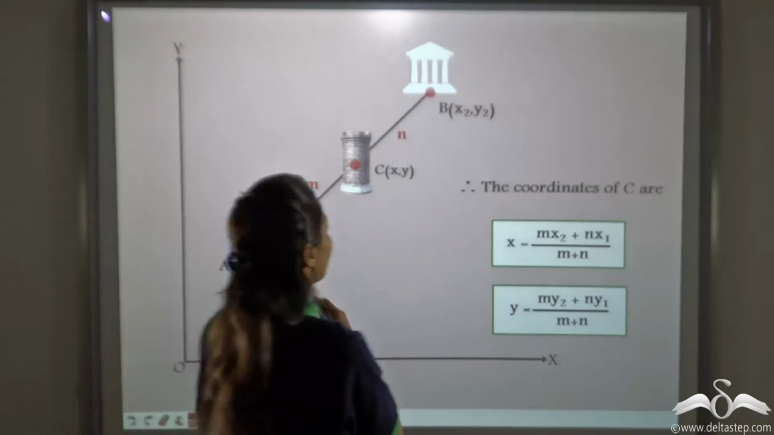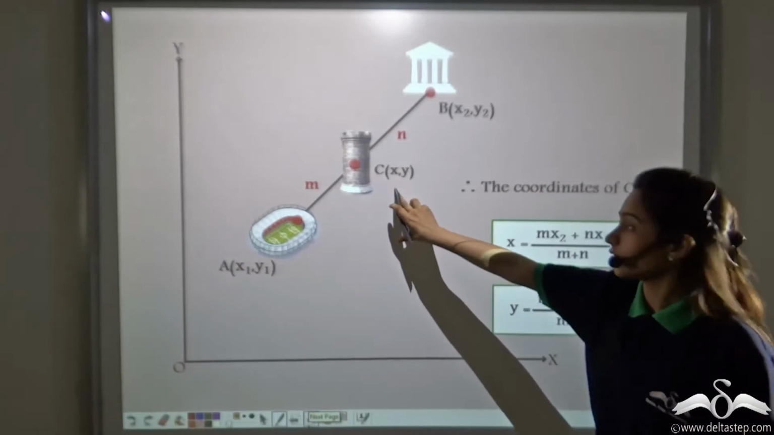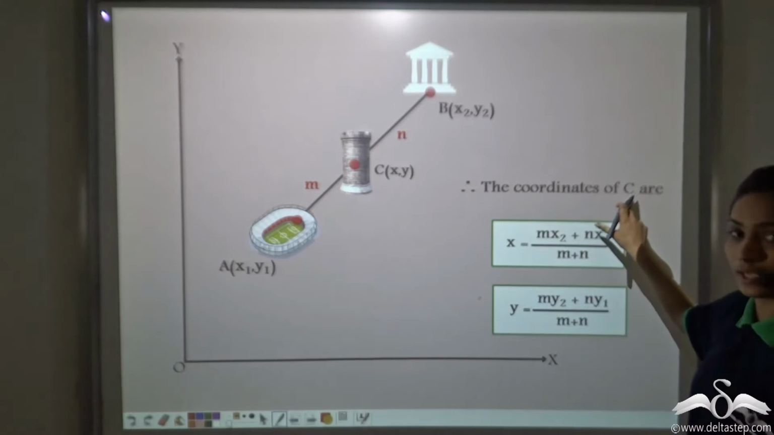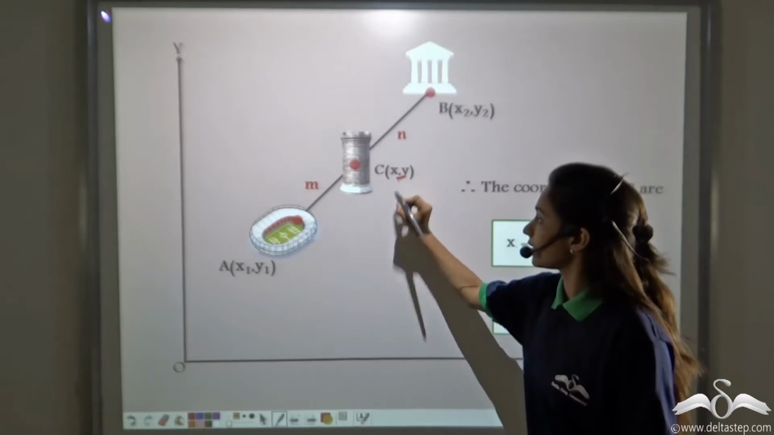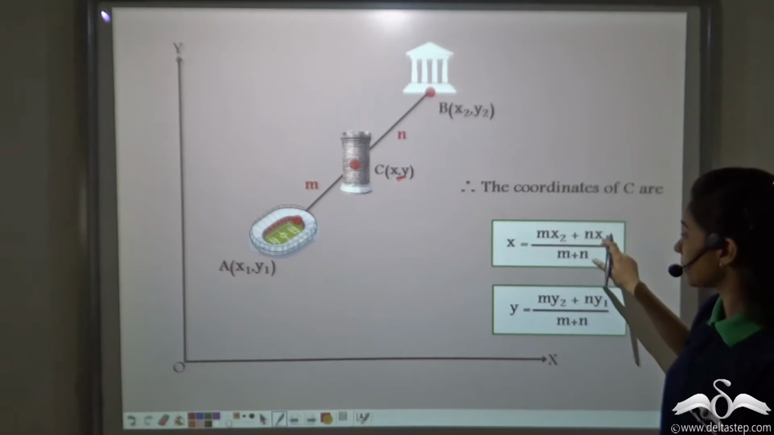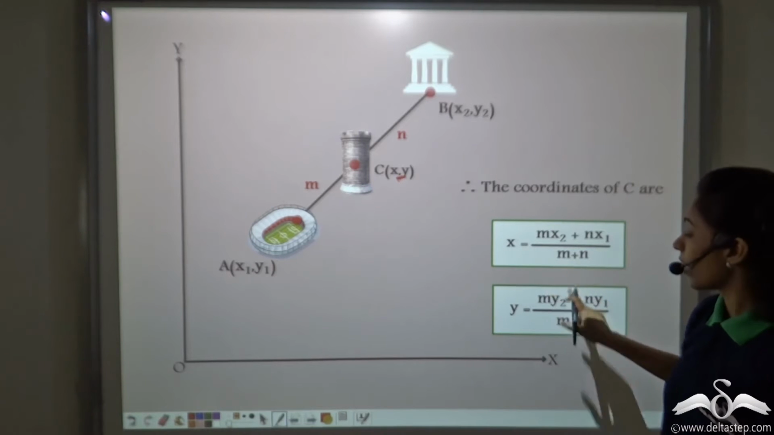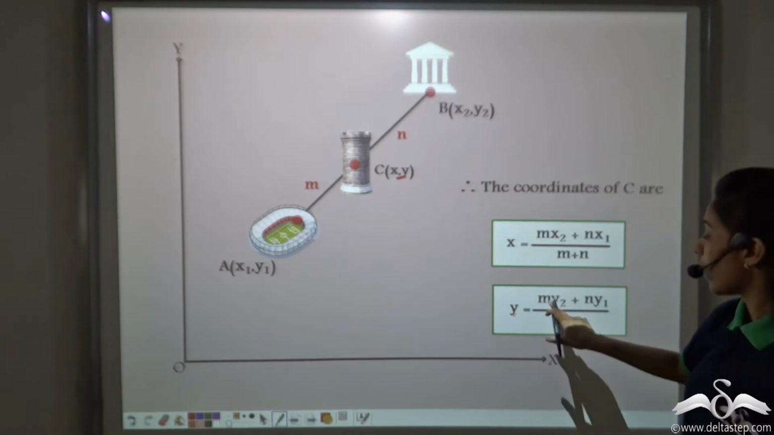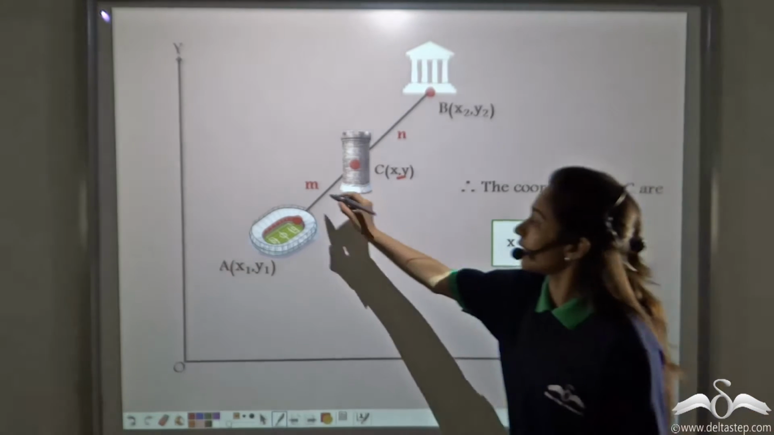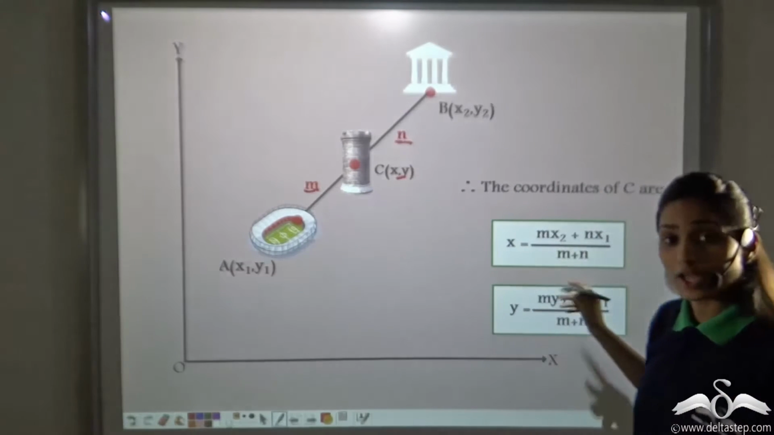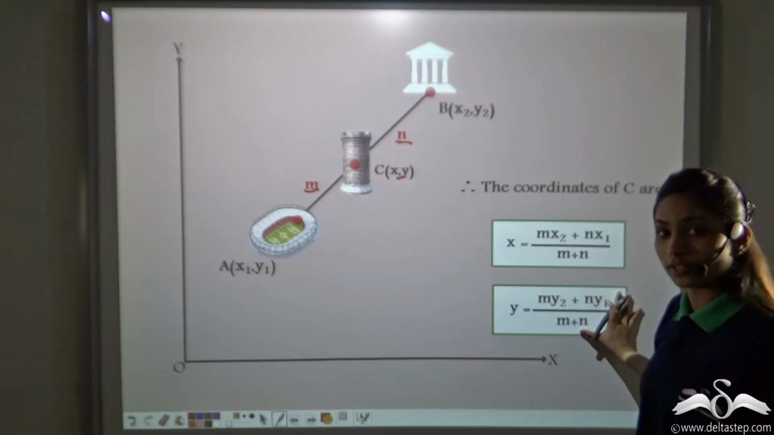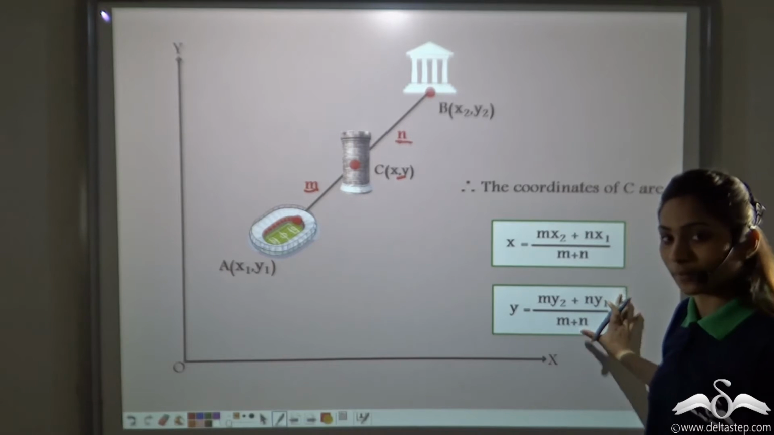So how do we find out the exact location of the tower? With this formula. The coordinates of C, that is x and y, can be calculated by this formula, where x will be (mx2 + nx1)/(m + n), whereas the y coordinate will be equal to (my2 + ny1)/(m + n), where m and n are these ratios. Now if you want to know how we derived these formulas, you can watch our lecture on the derivation of this section formula.